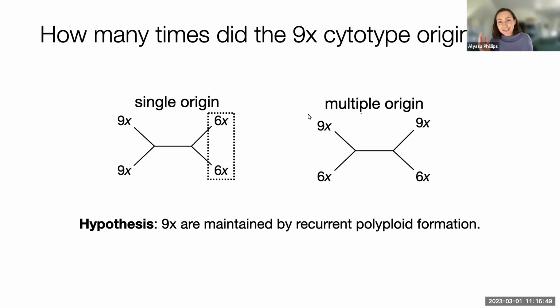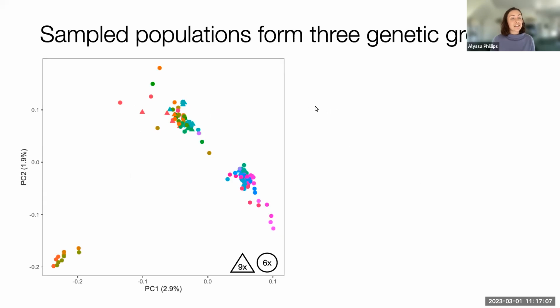And so this brings me back to the big question we're trying to ask: how many times did the 9X cytotype originate? We're really going to answer this question primarily using population genetic approaches. The first question I wanted to ask is, what is the broad population structure of our sequenced samples? Using our single read genotypes, I ran a principal component analysis, and we see that individuals pull apart into 3 broad groups. The colors here are the populations. There's too many populations to color anything in a useful way.